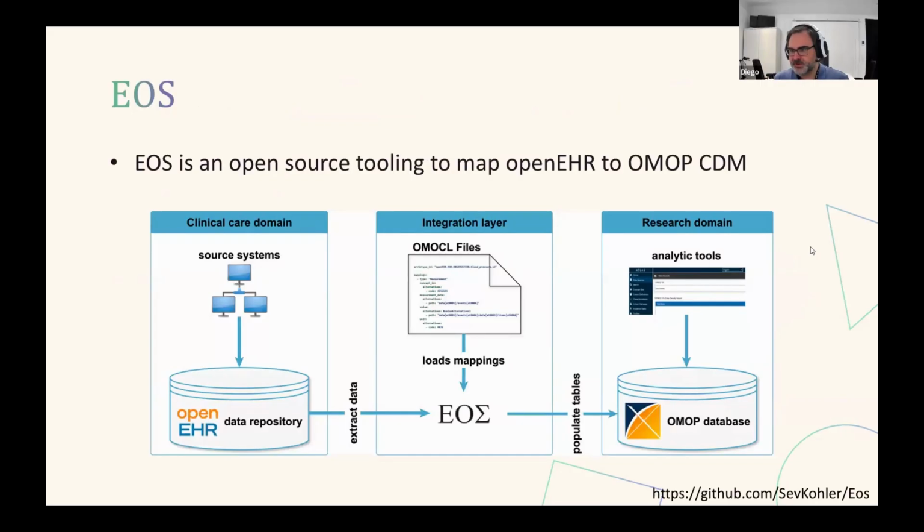So, a quick overlook of the tooling. We created EOS, an open source tool that takes a mapping definition in YAML, which I will show you a little bit later on. It takes that definition, goes into an openEHR repository, runs a query on that repository, and then creates OMOP data, like inserts in SQL. So it's very low-level tooling that just does what you told it: I want this patient's data in OMOP, and it will do that.